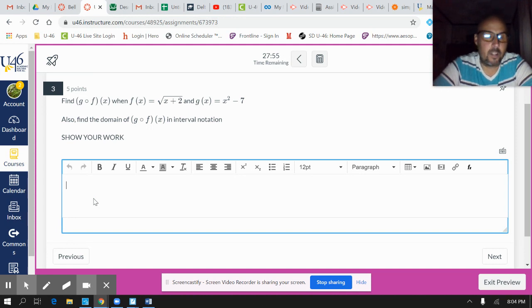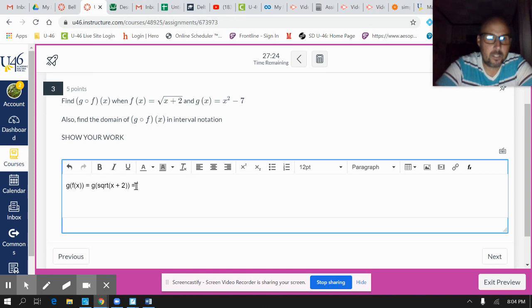3 was another challenging one. Again, composition. Some people were multiplying, but this is composition. Find g of f of x. Okay, let's do that first. So g of f of x equals g of square root. If I use the symbols, you won't be able to see it. So I'm just going to write SQRT for square root of x plus 2.